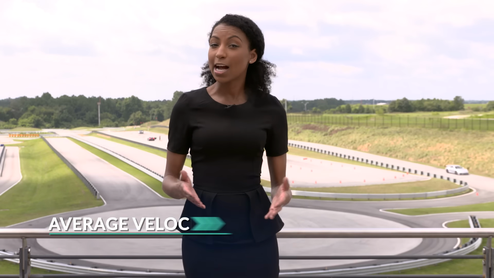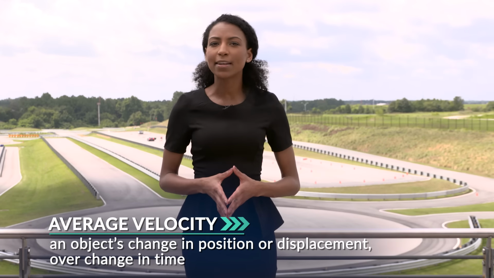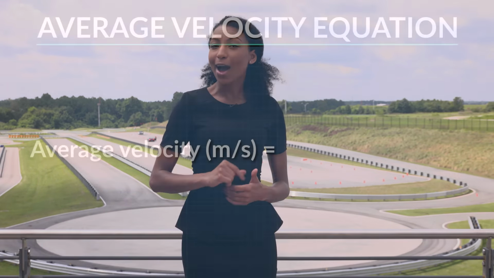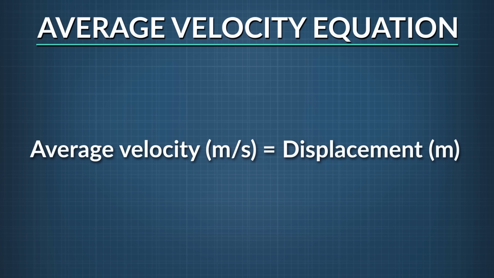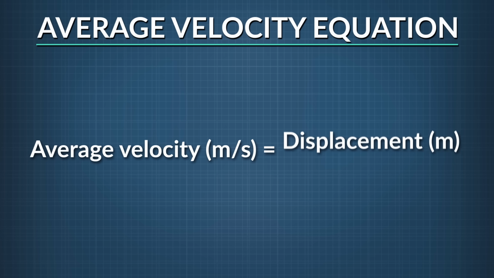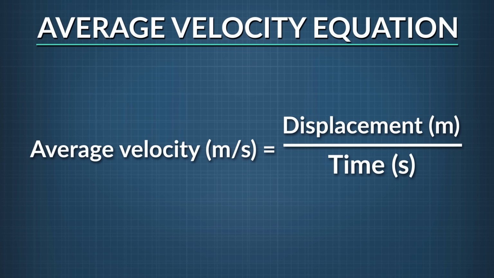Average velocity is an object's change in position, or displacement, over change in time. We can calculate it using this equation. An object's average velocity in meters per second is equal to its change in position, or its displacement, in meters divided by the change in time, in seconds.